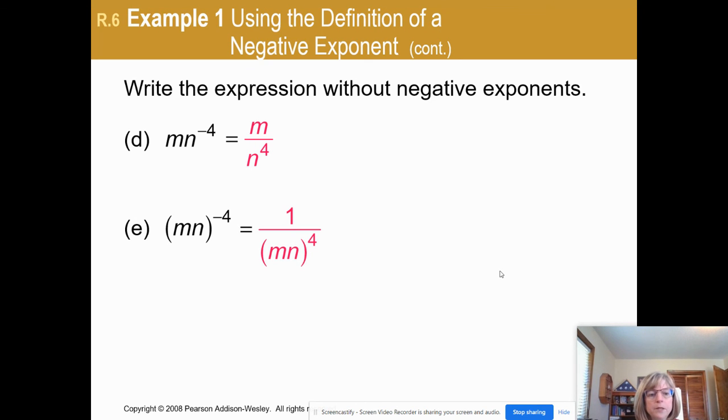Now, by contrast, those parentheses in the fifth example make it very clear that the negative 4 exponent belongs to both the m and the n. So we, once again, take the reciprocal. Now, we could leave our answer this way. If you wanted, you could apply that 4 exponent to the m and the n and write it as 1 over m to the fourth, n to the fourth.